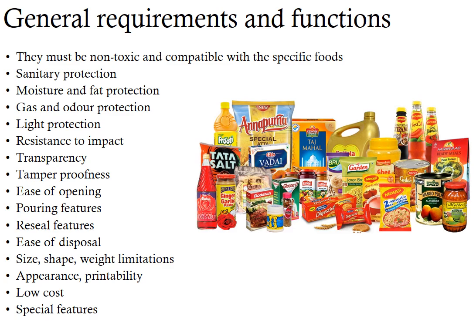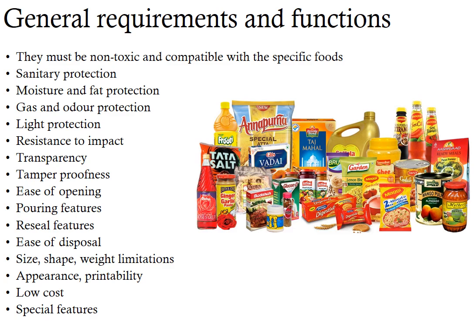The package should be non-toxic and compatible with the specific food which is going to be packed. They should provide sanitary protection against microorganisms or insects. The moisture and fat in the produce should be protected from the outside environment. Gas and odor of the produce should be retained. Package also should provide light protection, specifically in case of light sensitive food products. It should provide resistance to impact so that if the produce falls down, it doesn't get damaged.